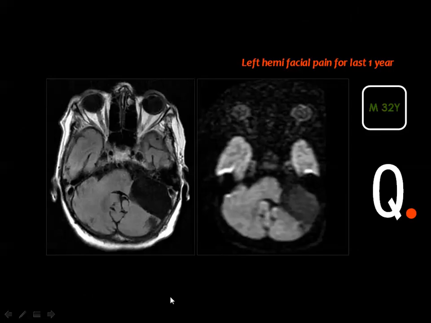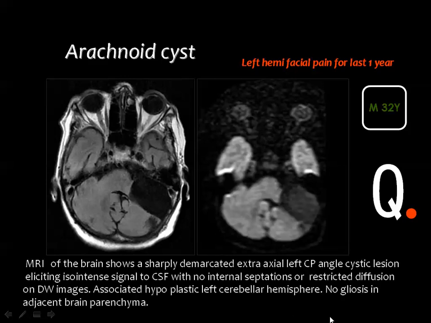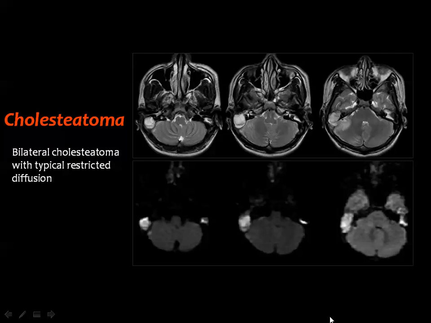And what do you think about this lesion at the cerebellopontine angle, which is a good location for epidermoid? But in the FLAIR image, the lesion showed low signal, and in the diffusion weighted images, it appeared also of low signal, and this is arachnoid cyst.